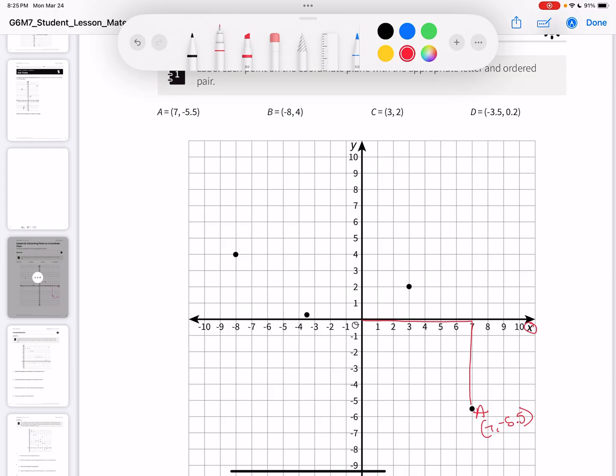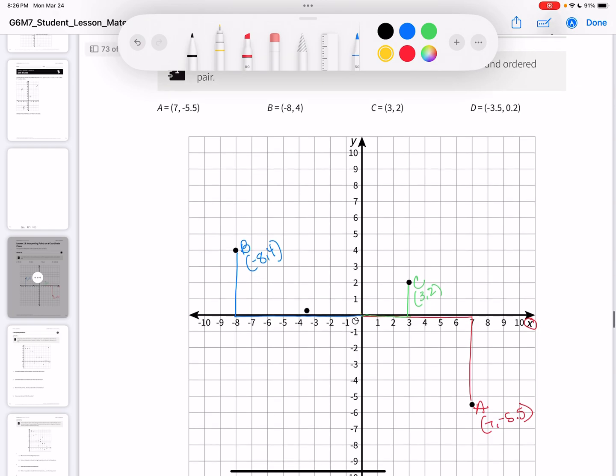Then for B, we're going to go negative 8. So we're going to go over to negative 8 and then up to 4, which gets me here, which is B, negative 8, 4. And then for C, we're going to go over 3, up 2, which gets me here, C, 3, 2. And then for D, we're going to go negative 3.5, up 0.2. And this is D. So that's negative 3.5, comma 0.2.